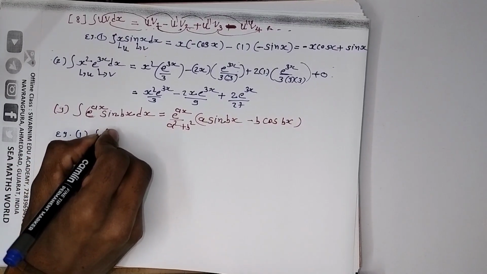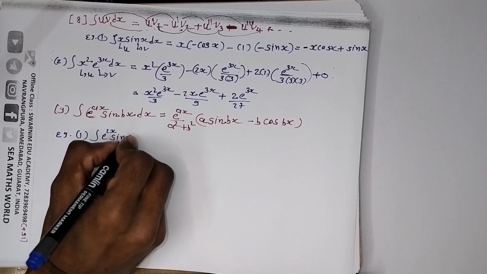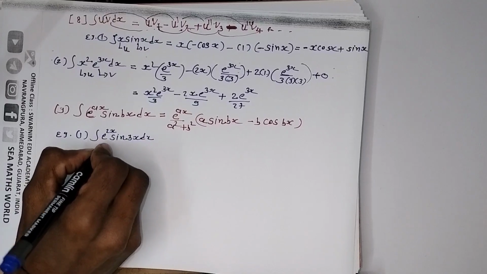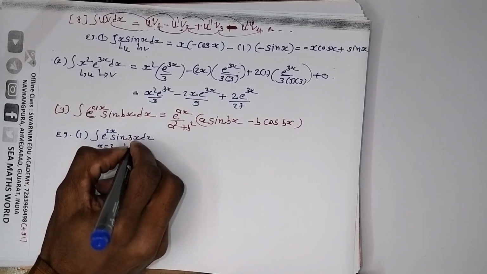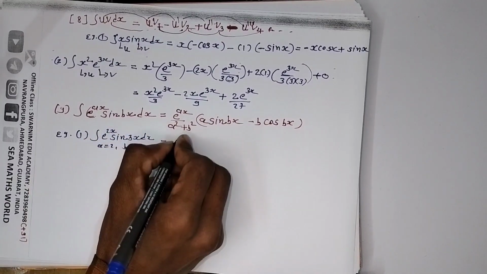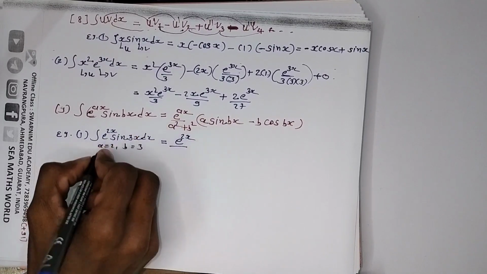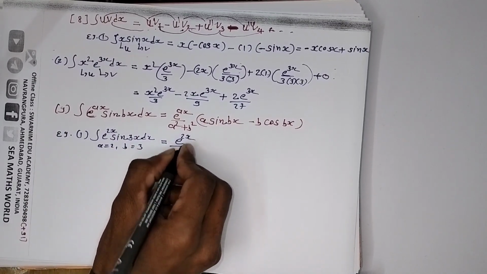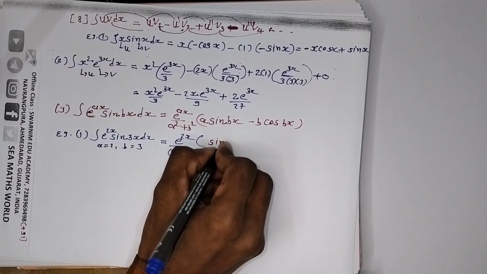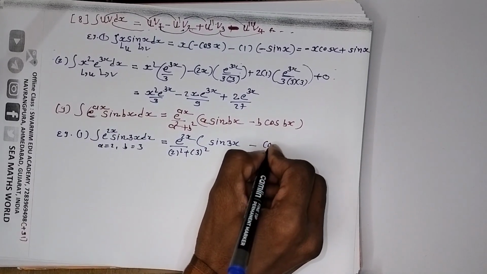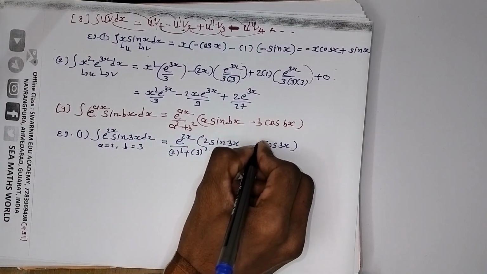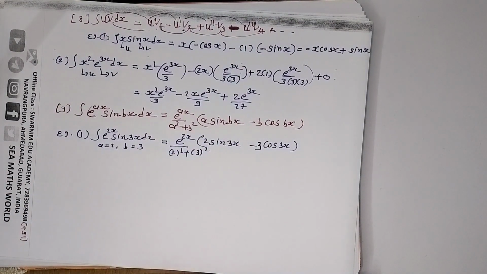Integration of e raised to 2x sine 3x. Here compare with the standard formula. A will be what? 2, and b will be what? 3. So now it's easy, just substitute the value of a and b. E raised to 2x as it is. Then a square, a is what? 2 square. B square, b is what? 3 square. What is given here? Sine 3x, and its integration is minus cos 3x. For the constants, put a here which is 2 and b is 3 here. That's done.